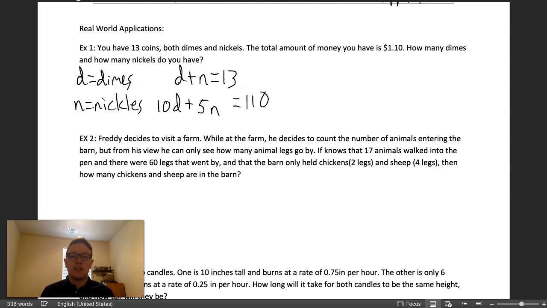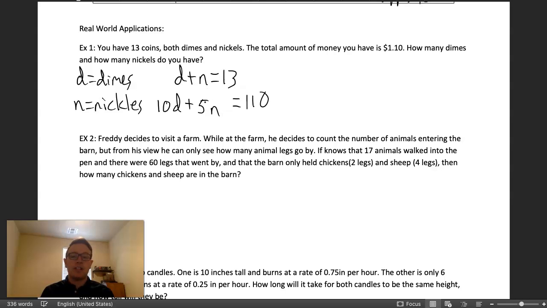So this is the first type of problem, where we'll have some sort of combination of two different types of things, like dimes and nickels, apples, oranges, anything like that. And then each of those has some sort of value linked to it. It could be something like cents, something like coin, or it could be anything else.